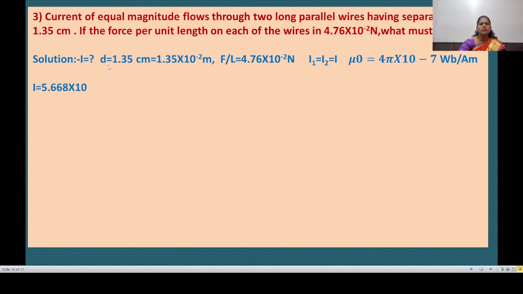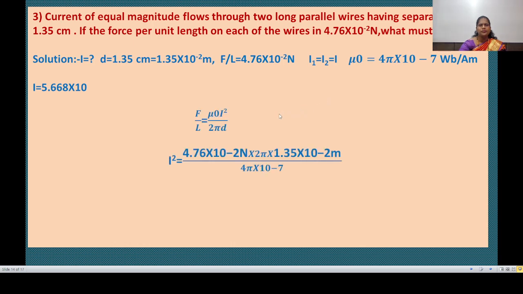Solution. Given, we have to calculate the value of I. D is equal to 1.35 centimeter. That centimeter we have to convert into meter: 1.35 × 10^-2 meter. Force per unit length is given as 4.76 × 10^-2 Newton. I1 is equal to I2 is equal to I. Therefore, mu0 is equal to 4 pi × 10^-7 Weber per ampere meter.